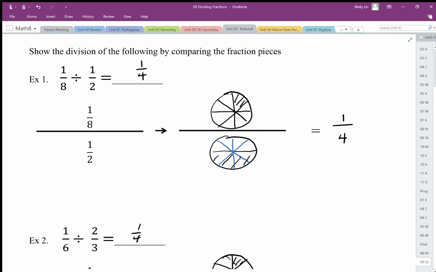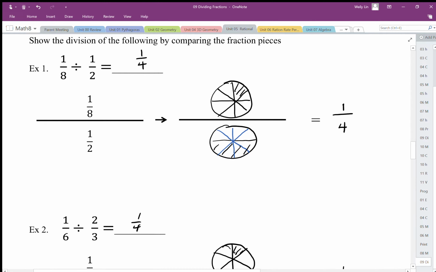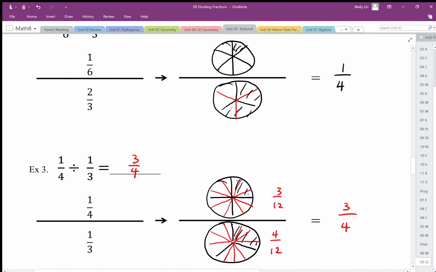Look at these last few examples, there seems to be some sort of pattern here with how we go from our division statement to our answer. And when I look at example 3 here, it looks like for some reason the divide here, this 1/3, the 3 ends up on the top, and we end up with 3/4.